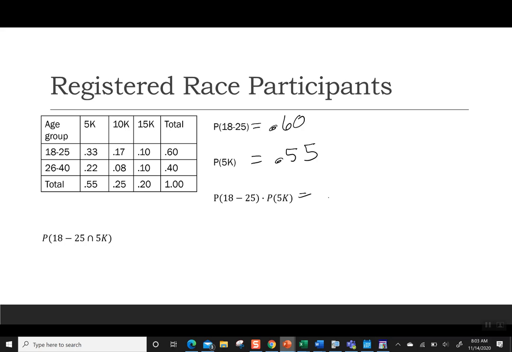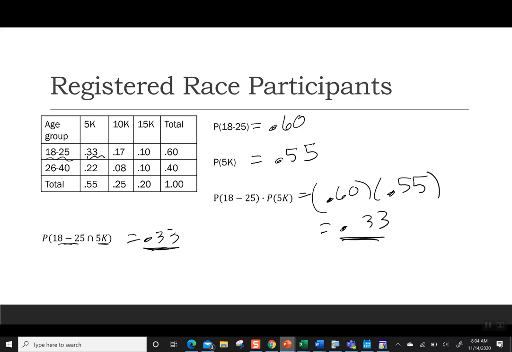Then let's do 18 to 25, 0.60, times 5K, which is 0.55. Okay, so sometimes you're just answering the questions and it doesn't matter if it's kind of weird what they're asking. So look, I did 0.60 times 0.55 and I got 0.33. Okay. Let's look in the chart and say, well, what is 18 to 25 and 5K? So 18 to 25 here, 5K here, it happens to be 0.33. See how these are the same?